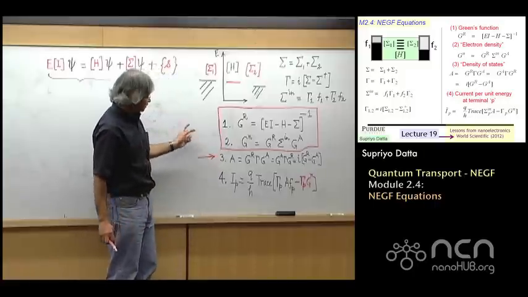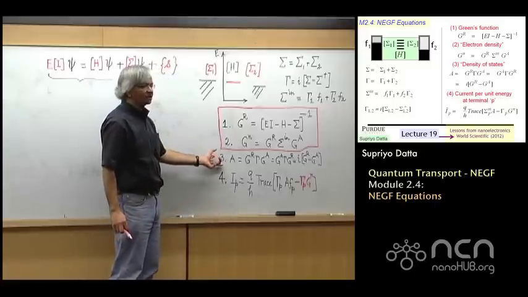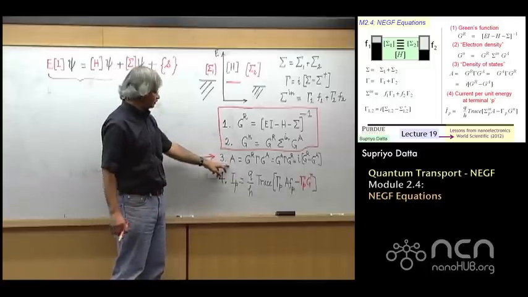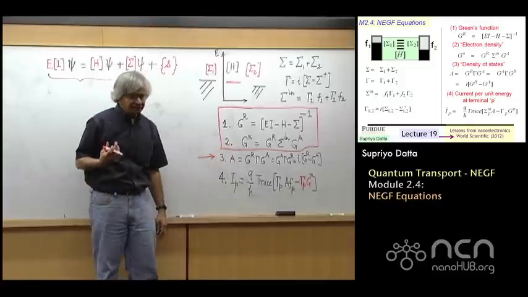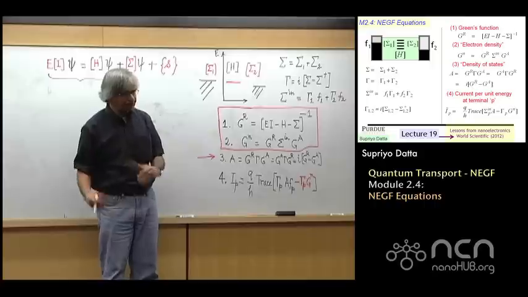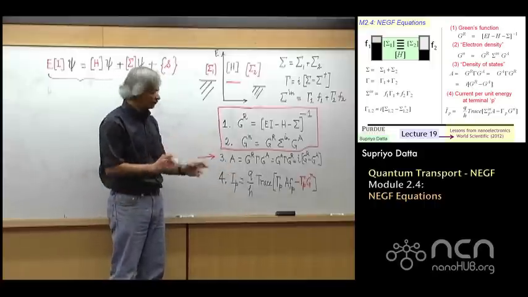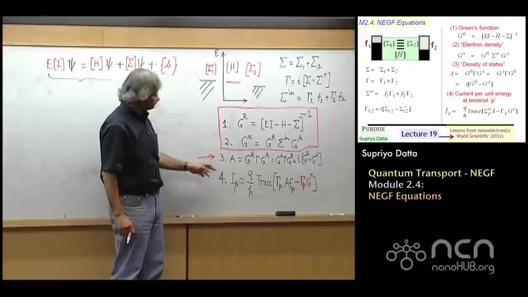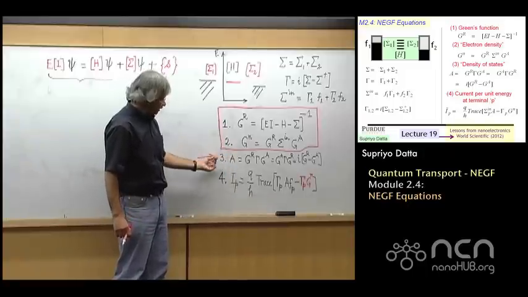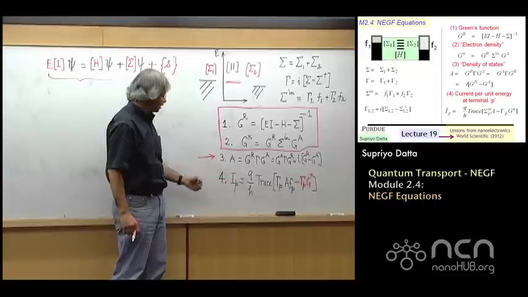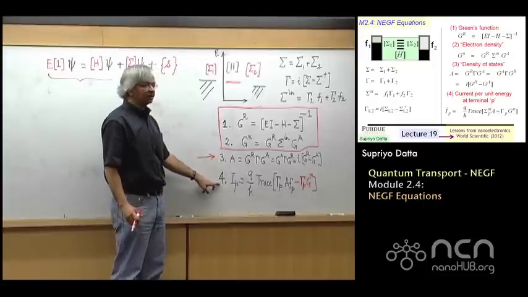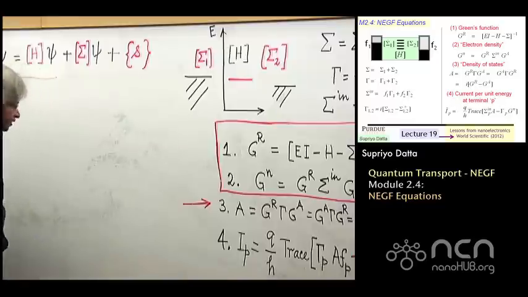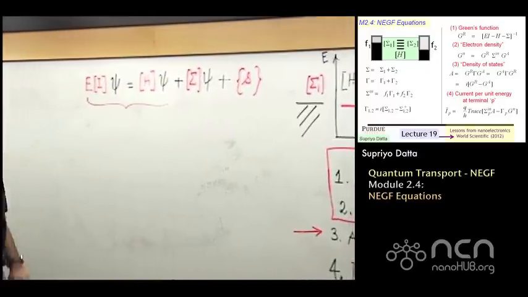So let me say a few words about where that equation comes from. This A is the matrix version of the density of states. Just as Gn is the matrix version of the number of electrons, A is the matrix version of the density of states at a given energy. I'll try to explain where that expression comes from. And the other equation that you'd need is the expression for the current. So now, let me explain where that one comes from.